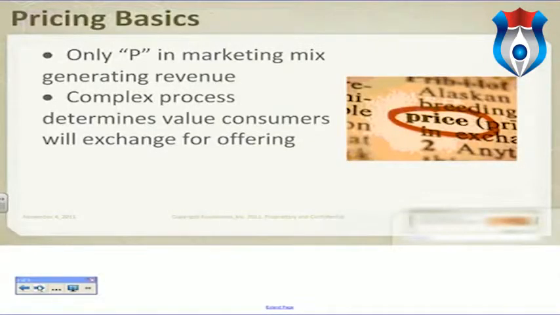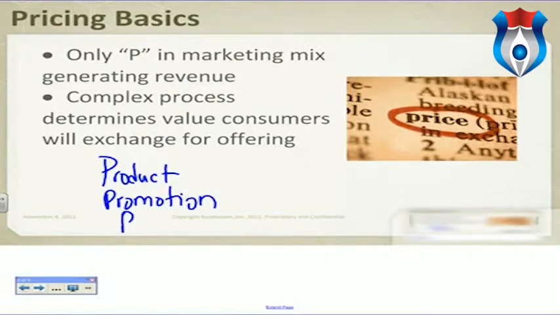So let's take a look at some pricing basics. First, the price in the marketing mix is the only P that actually generates revenue. So what do I mean by this? Well, if you look at product and promotion and place, they all have one thing in common. They cost money. It costs money to develop a product. It costs money to create advertising, to create sales materials, and hire salespeople to sell it.